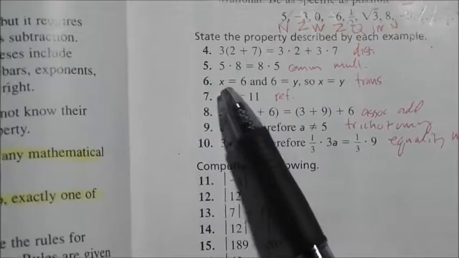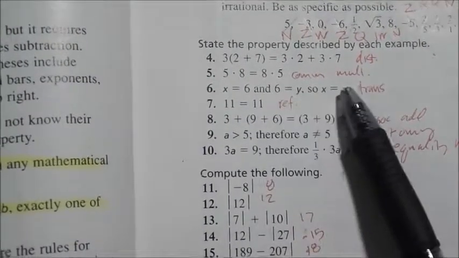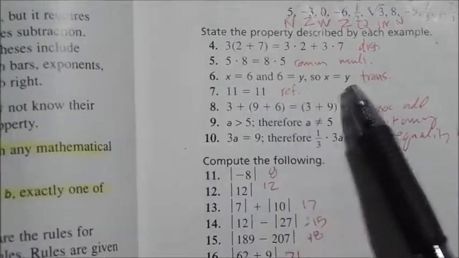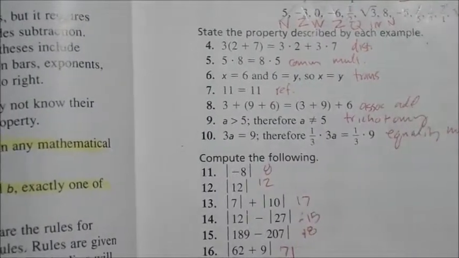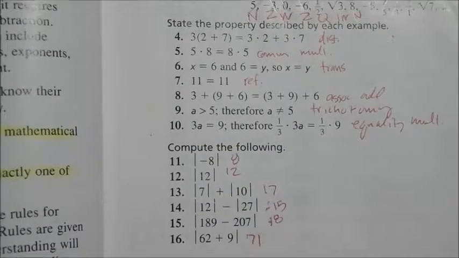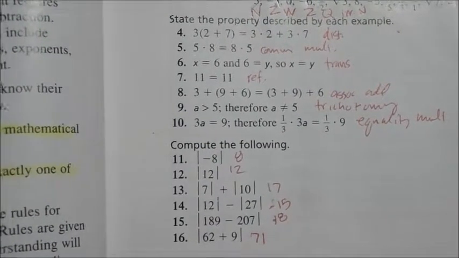The commutative property. X equals 6 and 6 equals y, so x equals y. That follows the transitive property exactly. How can you say that something's equal to itself? Use the reflexive property. So if you needed help with these, study them a little bit.